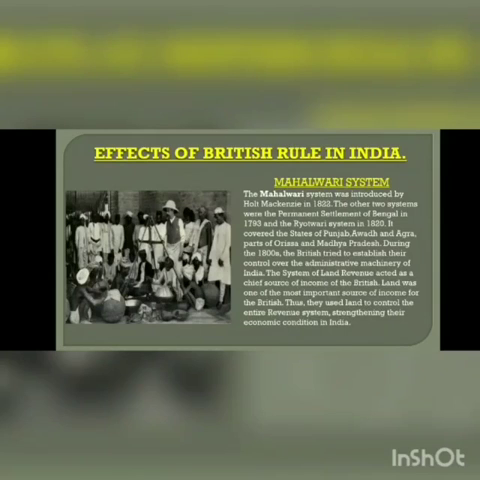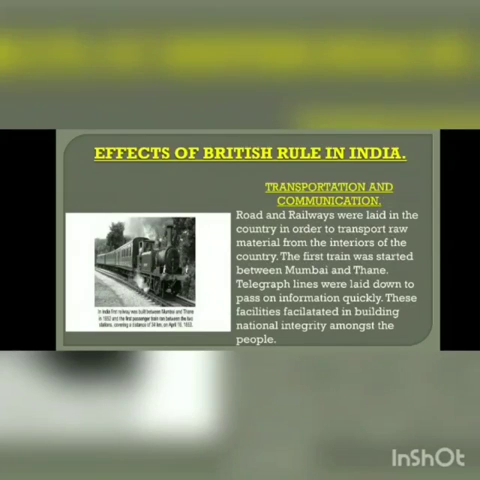Transportation and communication. Roads and railways were laid in the country in order to transport raw material from the interiors of the country. The first train was started between Mumbai and Thane. Telegraph lines were laid down to pass on information quickly. These facilities helped in building national integrity amongst the people.